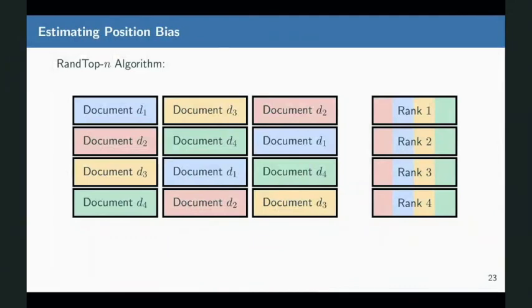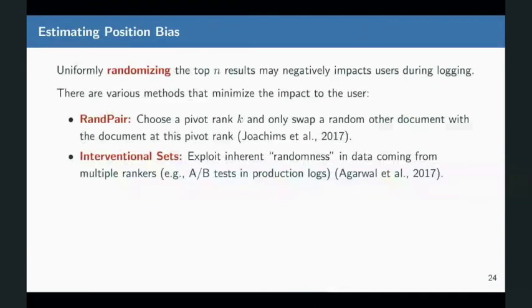I've seen companies do it. However, there's a clear downside, right? If you have a good system, you don't want to shuffle all your results because it's going to result in horrible performance for your user, a really negative user experience. So there's two solutions to that. One is to minimize the randomization. The first method is rand pair, where each time you only swap 2 documents. So instead of the entire ranking, you shuffle the order of only 2.